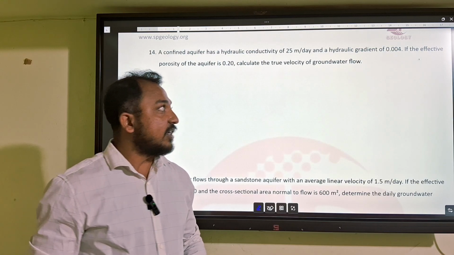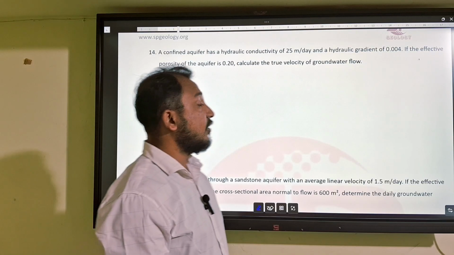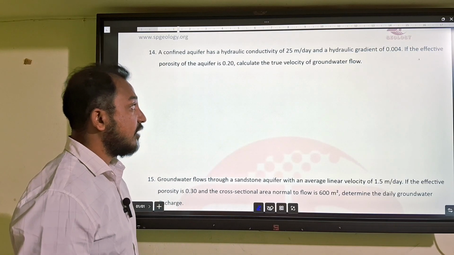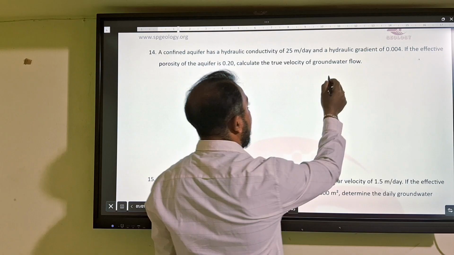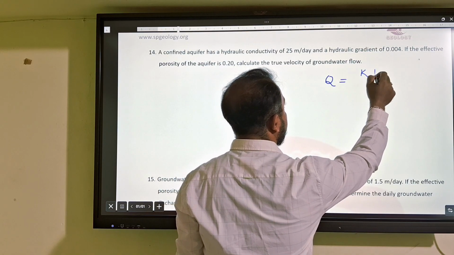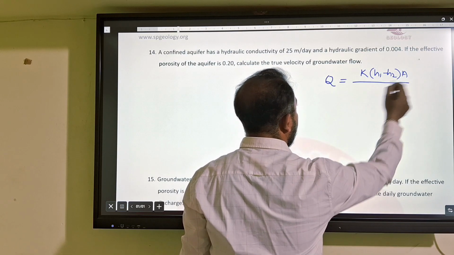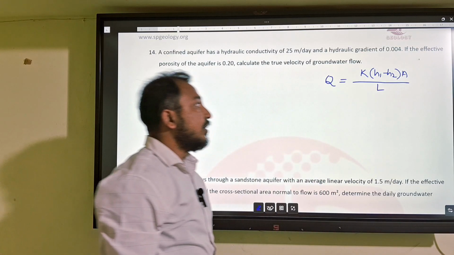So guys, let's come to the next question. It is from hydrology, that is from Darcy's law. First I will recall Darcy's law. According to Darcy's law, the rate of flow is directly proportional to the hydraulic head and inversely proportional to the distance.